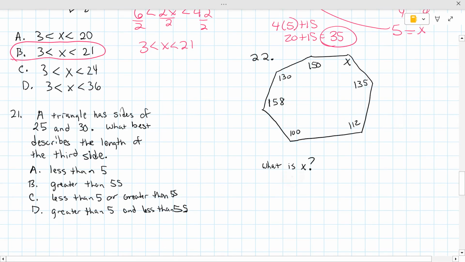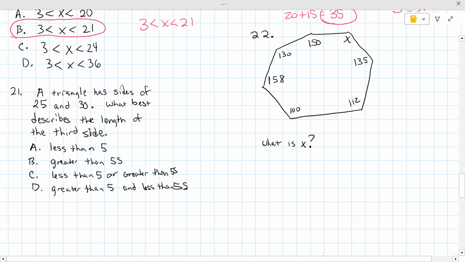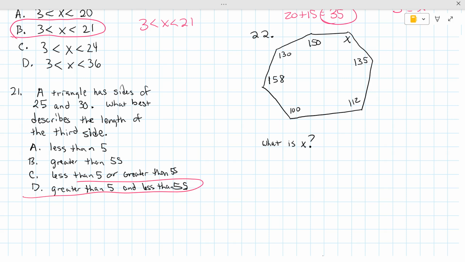A triangle has sides of 25 and 30. What best describes the length of the third side? So to find the shortest side, we have to do what to these two? Subtract them. So can it be less than 5 or does it have to be greater than 5? It has to be greater than 5. And then we add them. So these two add up to be 55. So it has to be less than 55. So it has to be greater than 5 and less than 55.